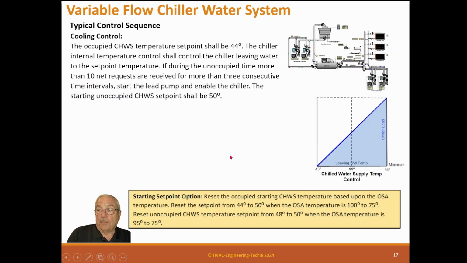Starting set point option. Reset the occupied starting chill water supply temperature based upon the outside air temperature. Reset point should be 44 to 50 when the outside air temperature is 100 to 75. Reset occupied chill water temperature set from 48 to 50 when the outside air temperature is 95 to 75. And again, that just gets you to a closer set point to start. Your reset will do it anyway, but this is a way to do it quicker.